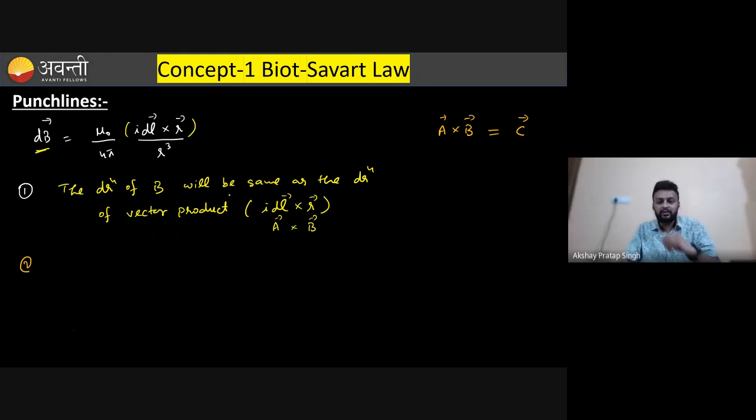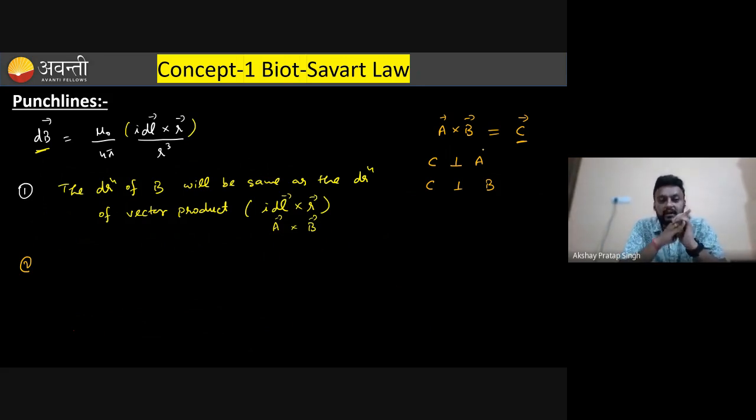So in this situation, what is the punchline? That the result C is perpendicular to A and C is perpendicular to B. This is the conclusion that you have made in your class 11th lectures. Now I am repeating it. The resultant of A cross B, which is C here, is perpendicular to both A and B. That means the result of a vector product is perpendicular to both the vectors that were multiplied.